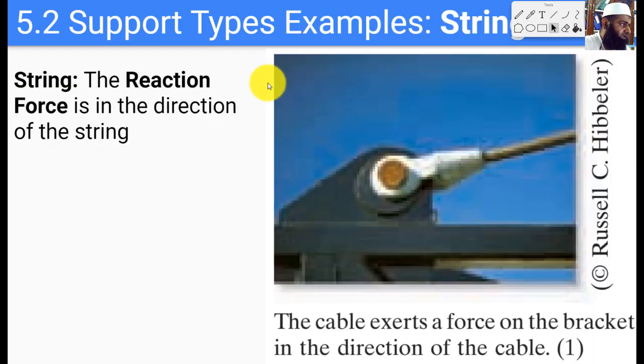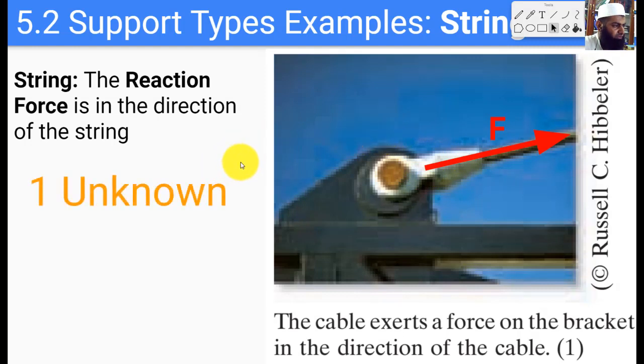Here we look at some other practical examples. Here the support is due to a string or a cable, and we saw that the cable can only provide a tension along the direction of the cable. So in this case the support reaction would be because of a force in the direction of the cable, so we would only have one unknown corresponding to this support.